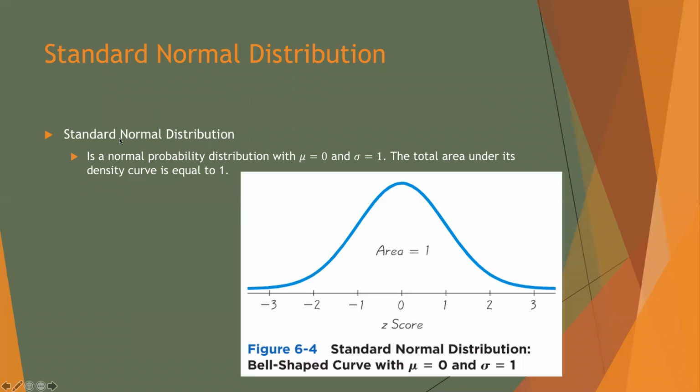All right, the standard normal distribution is a normal probability distribution with a mean of 0 and a standard deviation of 1. The total area under its density curve is equal to 1, so all this area under here is equal to 1. Now we're going to have this be a z-score for the standard normal distribution. A z-score of 0 would mean half the area is to the right of it, and the other half is to the left, which left is this way and right is this way.